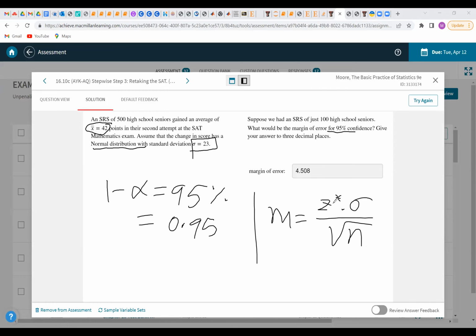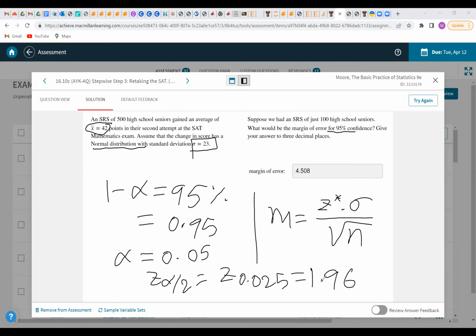Where Z star is the Z score corresponding to this alpha value. Since 1 minus alpha is 0.95, alpha will be 0.05. That means Z alpha over 2 is the 0.025 tail, and you already know it is 1.96. So Z star is Z alpha over 2, and we have Z star is 1.96.